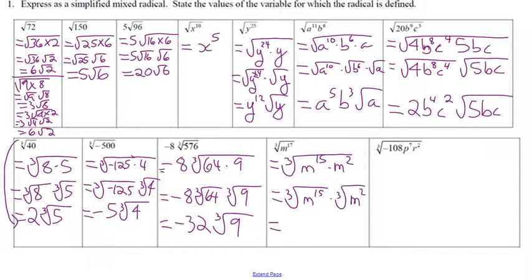What's the cube root of m to the 15th? M to the 5th. Cube root m squared. Okay, so in this case we're looking for the largest multiple of 3 that will go into the power. We write it as a product of the largest multiple of 3, which is a power, right, that goes into it. Okay, next.